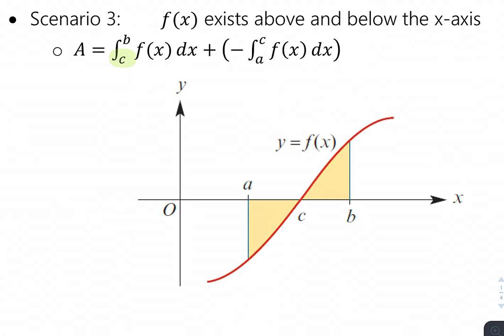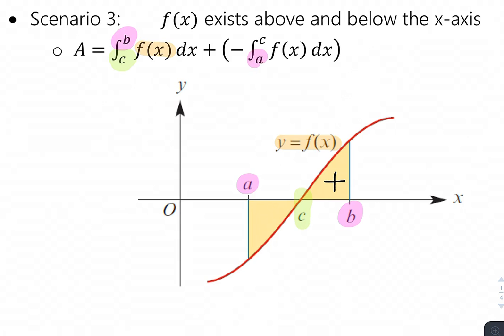The last scenario that we're going to look at is when the function exists both above and below the x-axis. So the first part we look at is the above. The above's just always easier. So we look at that x-intercept at c, and that's going to be our lower limit, and then b is our upper limit. And we do our normal integral of f of x in that region. So that's just a positive area. It's nice and simple. We don't have to worry about that. We're going to add that to the next section.